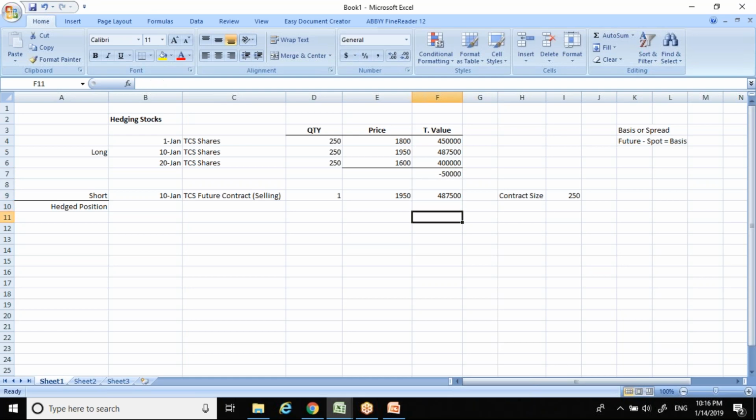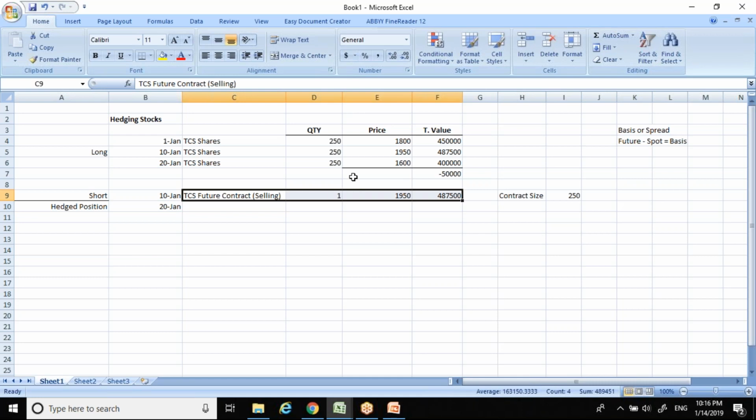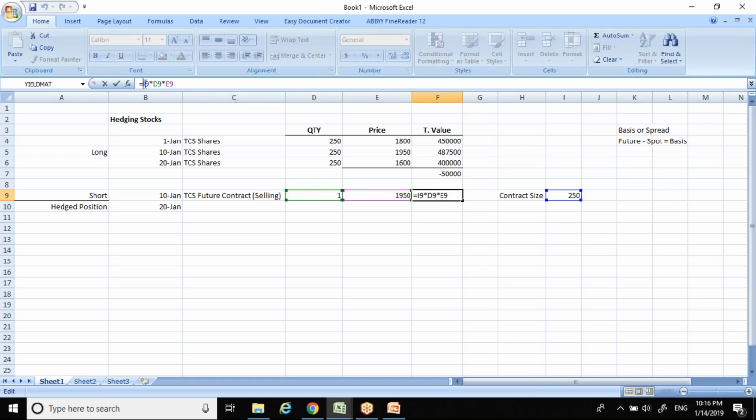Now, on 20th of January, how much will you gain from the future contract? So this thing is like this. So I will lock down this cell. I'm just blocking this cell.